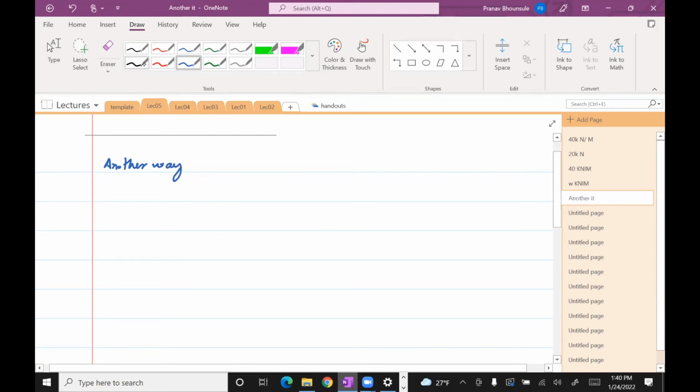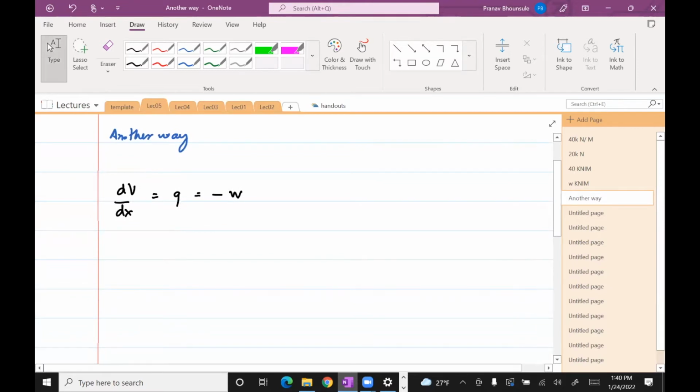Some people find this simpler. What we do here is we use these equations which we wrote down earlier. The equations are dV/dx equals q. In the case when there's a load acting downwards, q is minus w. And so we can take this equation and write it as dV equals minus w dx. When you integrate this from, let's say, section 1 to 2, you get V2 minus V1 equals integral of minus w dx.